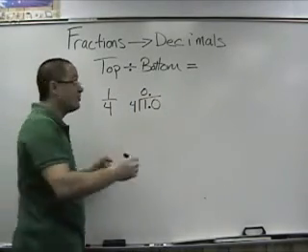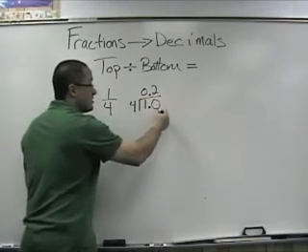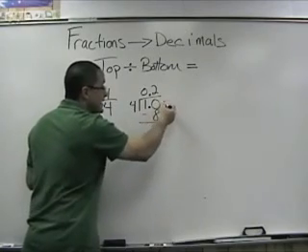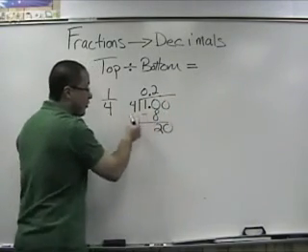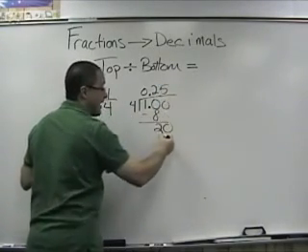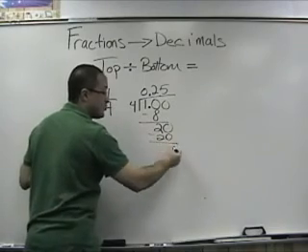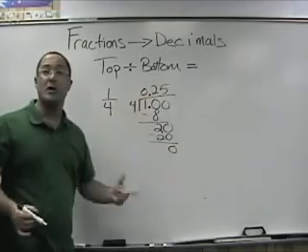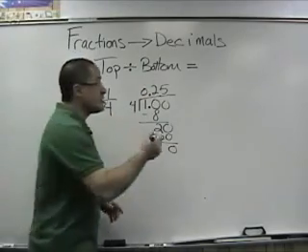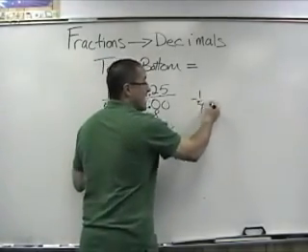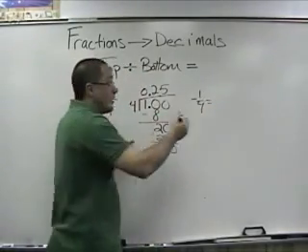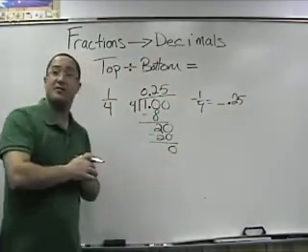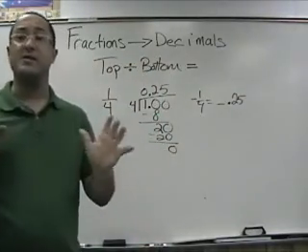Now 4 goes into 10 2 times. 4 times 2 is 8. 10 minus 8 is 2. I have to bring down another 0. 4 goes into 20 5 times. 4 times 5 is 20. 20 minus 20 is 0. So what is 1/4 as a decimal? 0.25. Just to make sure you guys understand the point, what is negative 1/4 as a decimal? Well, it's negative 0.25. Okay? Very, very simple.